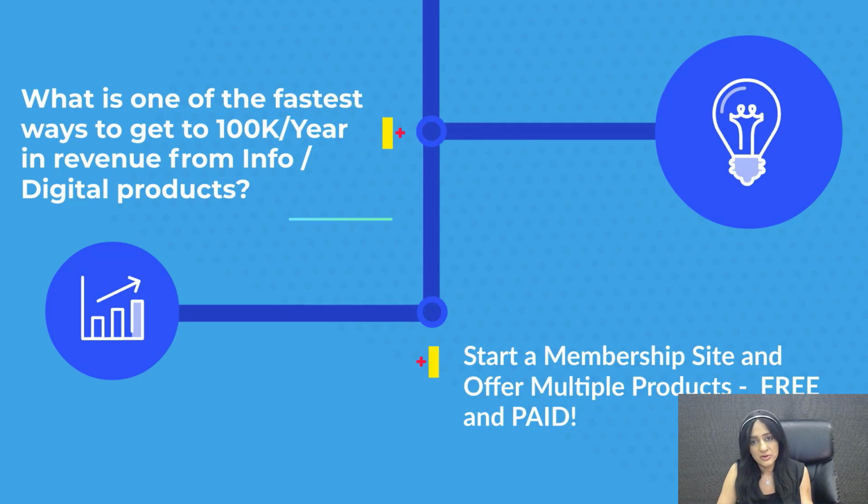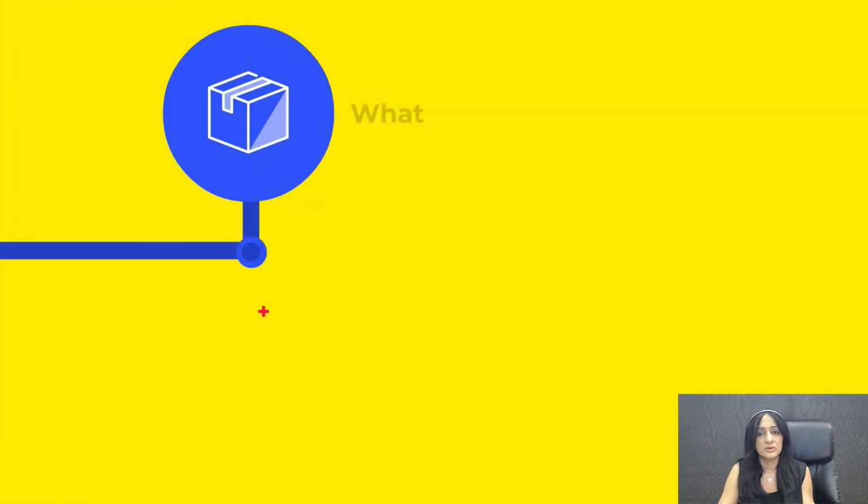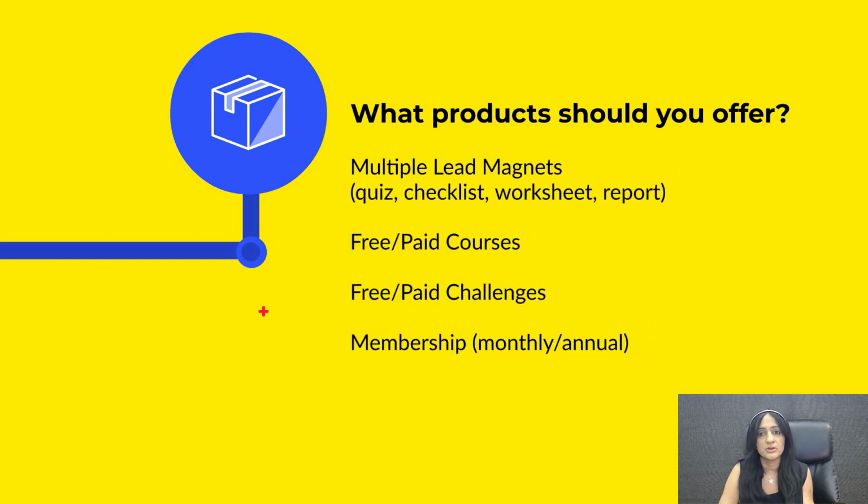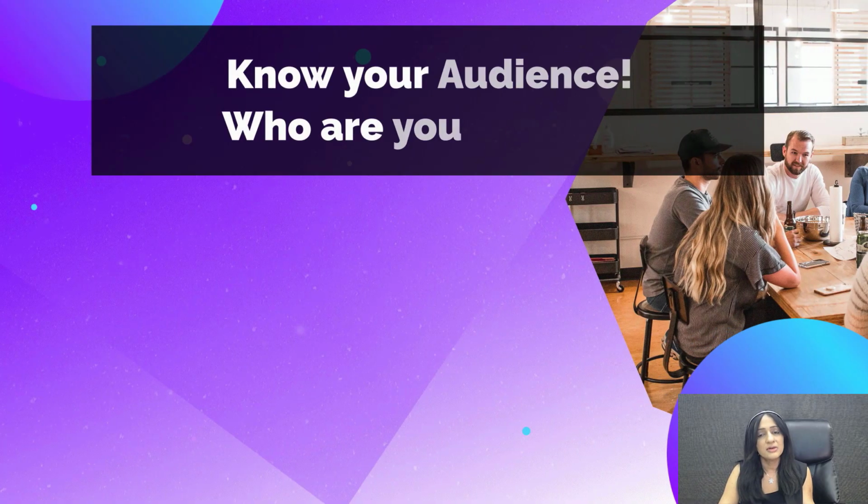Now, getting to $100,000 a year in consistent, stable income from your online business, it's not easy, but it's doable. It's 100% doable if you follow the right path, if you follow the right plan, if you follow the right steps. Now, here are some of the key things.